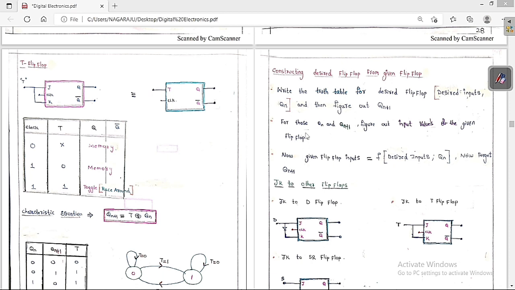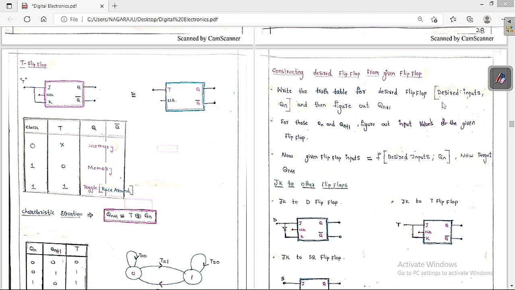So if you follow these 3 rules, then you can get whatever the desired flip-flop from the given flip-flop. First thing, write the truth table for the desired flip-flop. So like this, desired inputs comma Qn, and then figure out the Q of n plus 1.